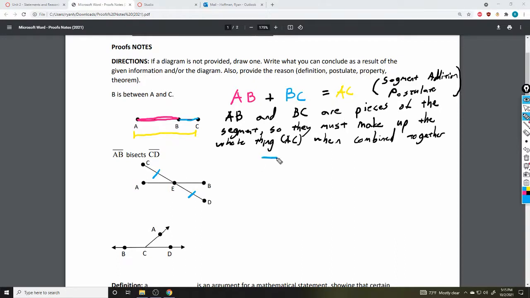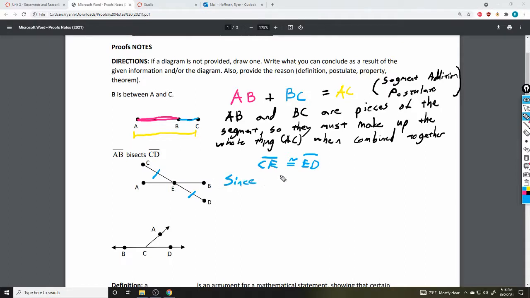Okay, the statement that we know is true here is that C to E and E to D are congruent. In other words, these pieces are the same. And our reasoning for that, we're basically going to explain bisectors. The shorthand way, if you want to memorize the exact phrasing, is definition of segment bisector. But I'm just going to explain what the definition of a bisector is.